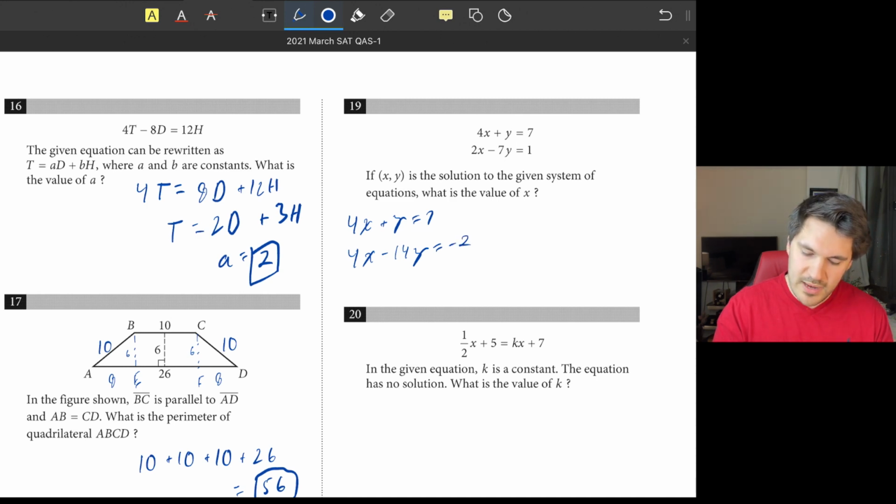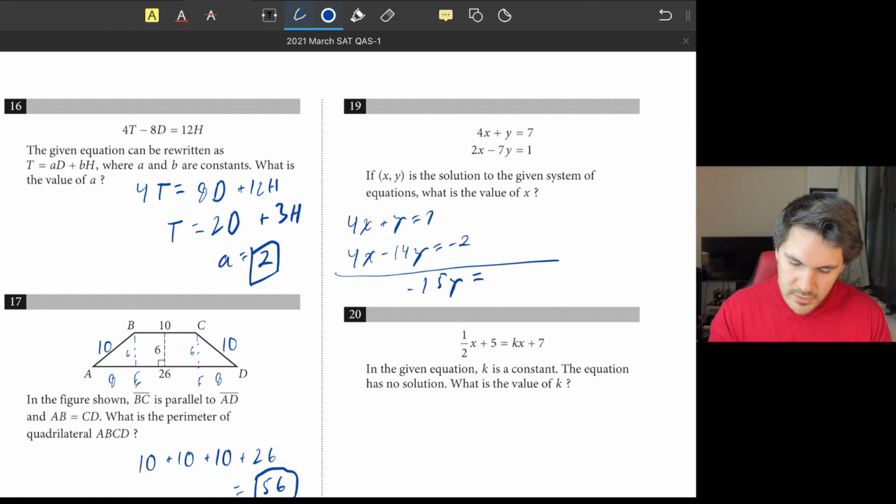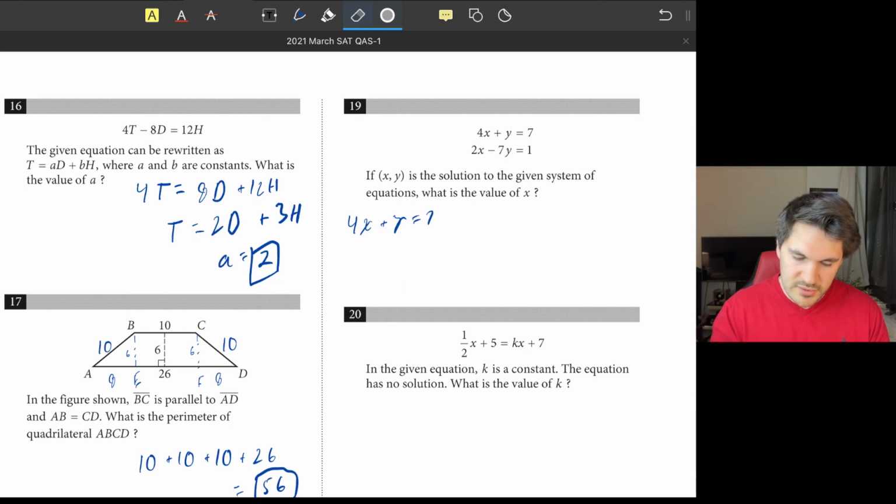And I'm going to subtract these two equations and get negative 15y equals, let's see, oops, sorry, hold up a second. This should be positive 2. So let me just redo that real quick. Yes, that should have been positive 2.